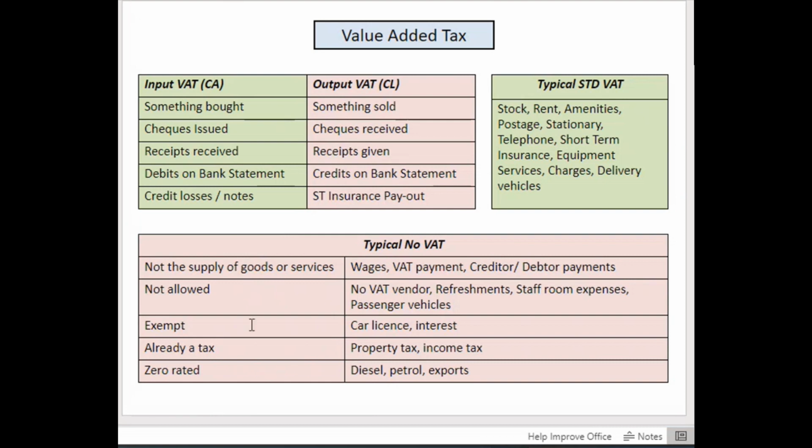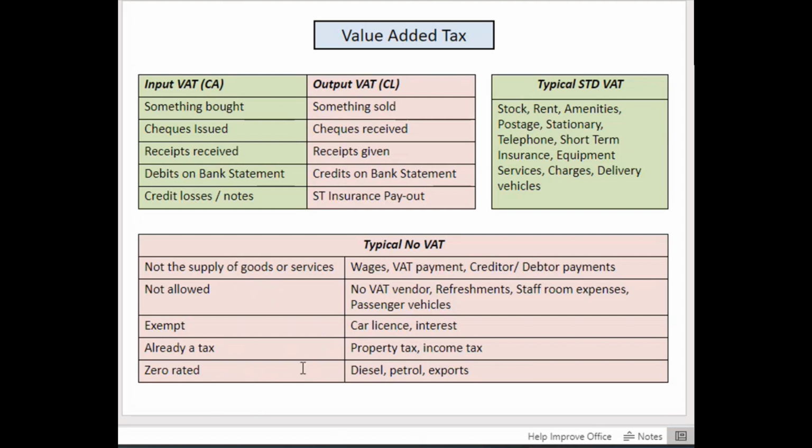Okay. Then there are certain things that are exempt from tax. Car license and interest are two of those. Some things are already a tax: property tax and income tax. So if you have a property tax or income tax, or your VAT payment, you just submit your return, and you still have time to make the payment. Then by the time you make the payment, you can't pay VAT on that again.